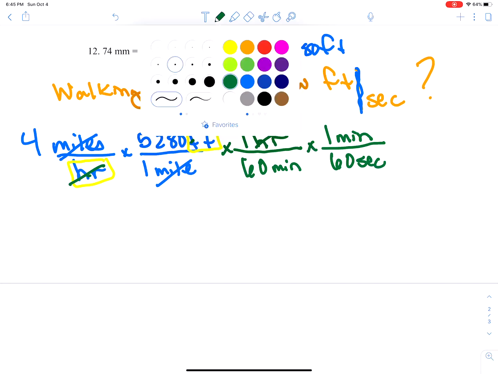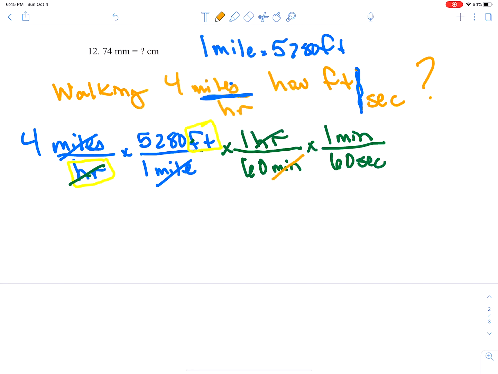So that means minutes cancel out minutes. And what am I left with? I'm left with seconds. So I have feet per second. So now let's just do the math, which is pretty simple. You're going to take 4 times 5,280.